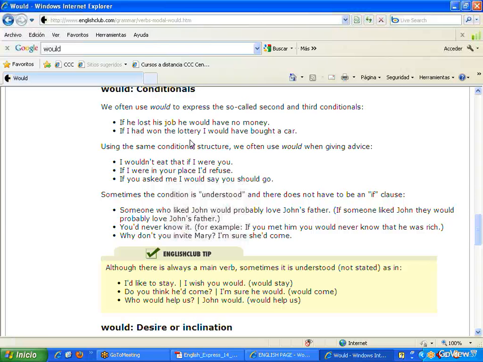It's dreaming of the future. Okay, and using the same conditional structure, we often use would when giving advice. So we can say, I wouldn't eat that if I were you.